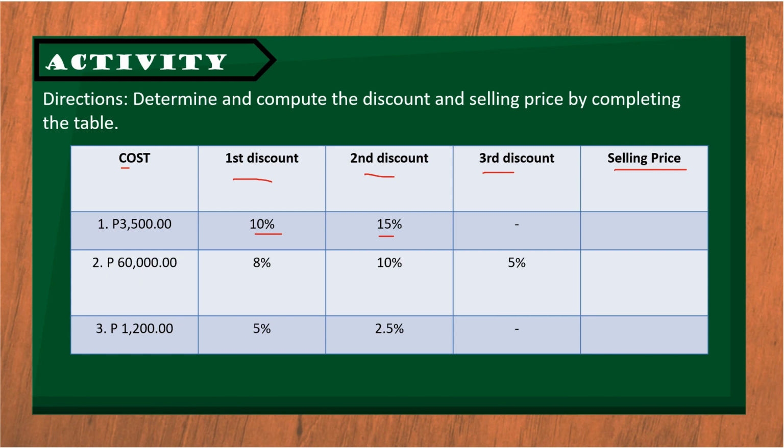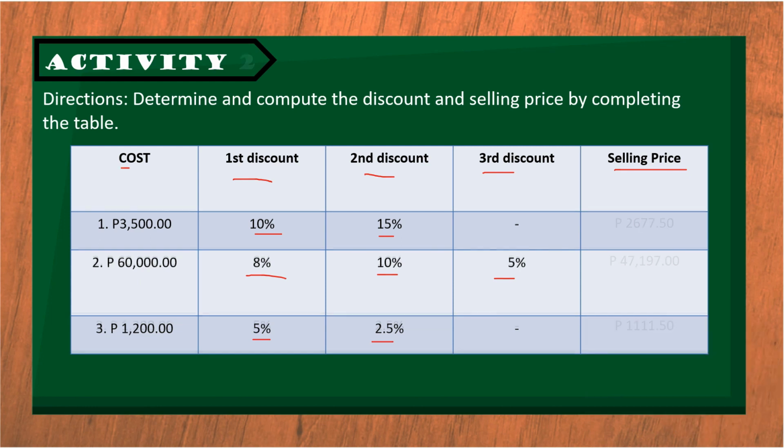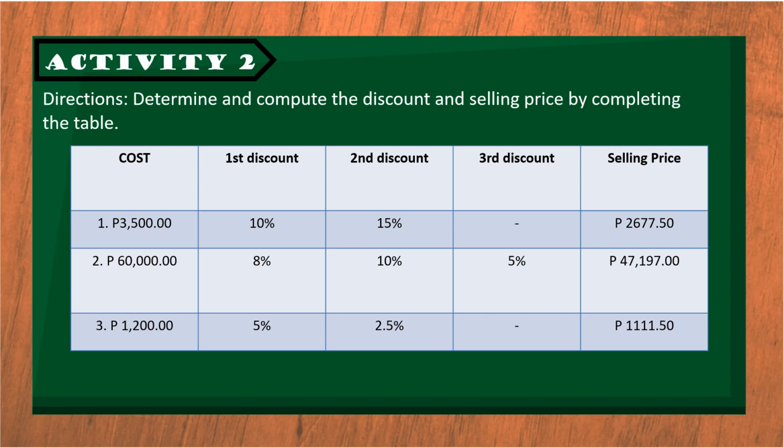Number 2, 60,000 pesos is the cost. First discount is 8%, second discount is 10%, third discount is 5%. Find for the selling price. Number 3, the cost is 1,200 pesos. The first discount is 5%, the second discount is 2.5%. The correct answer is... very good. Did you get the perfect score? If yes, very good. If not, you can still do our next activity.